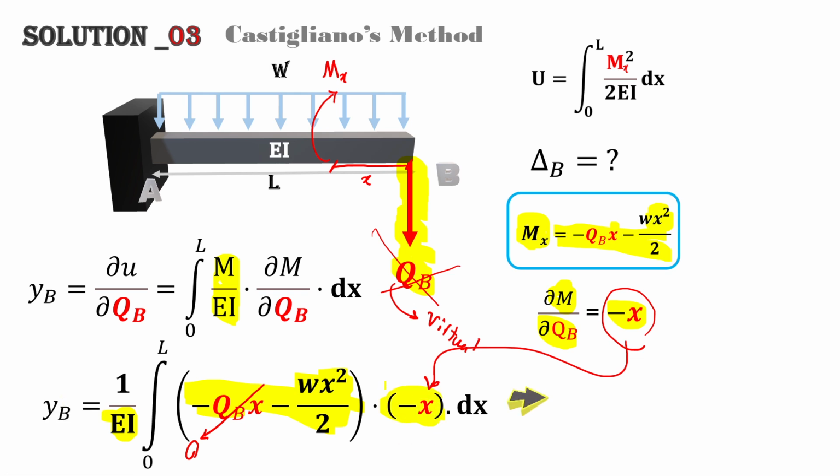And if you do the math and then integrate it from 0 to L, yb is equal to delta b, and that's w, a negative downward movement, wL to the fourth over 8EI, which we also calculated for delta at b based on integration and also the moment area method. This is another math solution, and that's Castigliano's method.